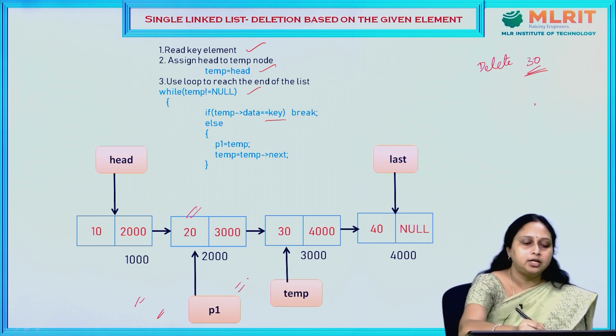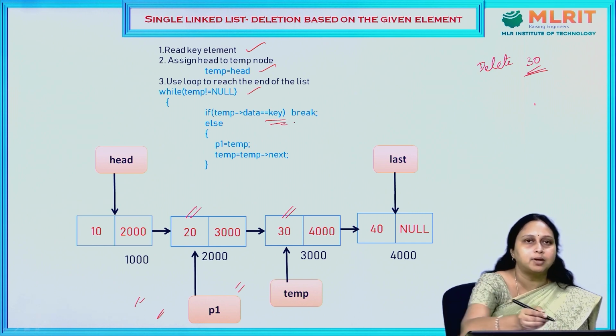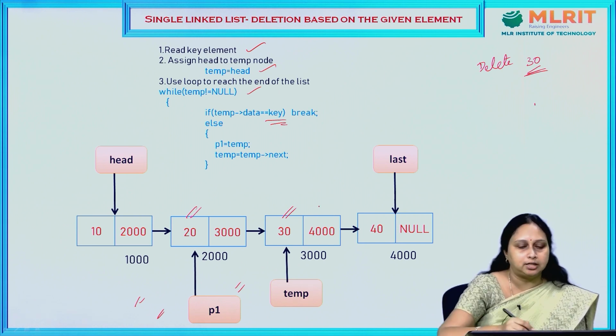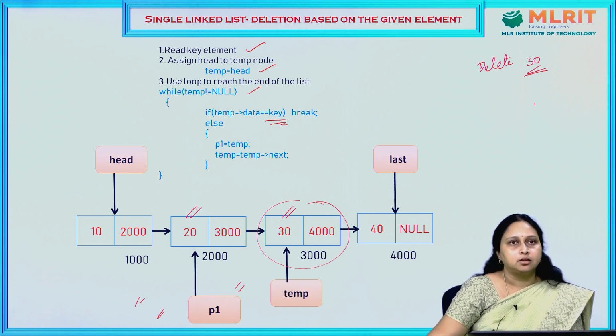Now we are going to verify temp arrow data equal to 30. Yes, 30 equal to 30. Now I reach my key value. This node has to be deleted. That's why now what I am going to do.